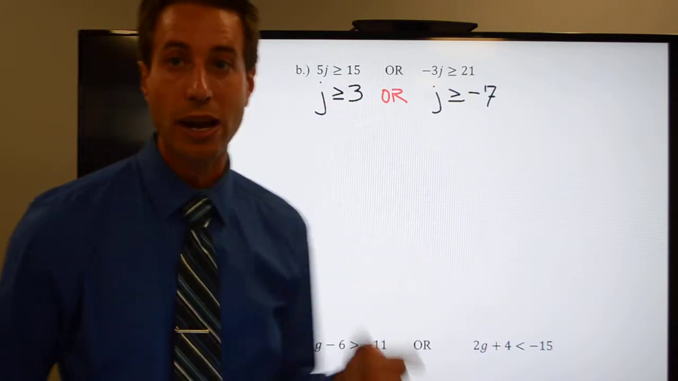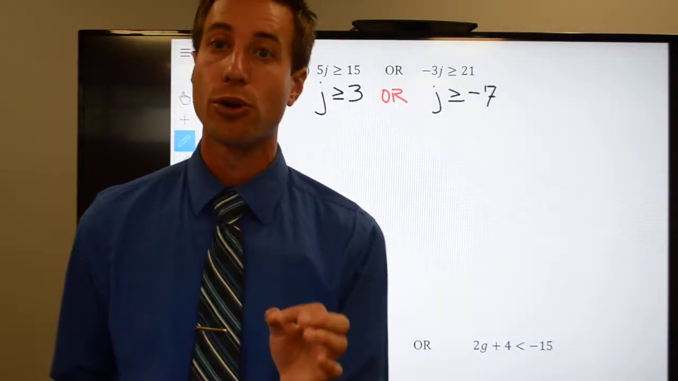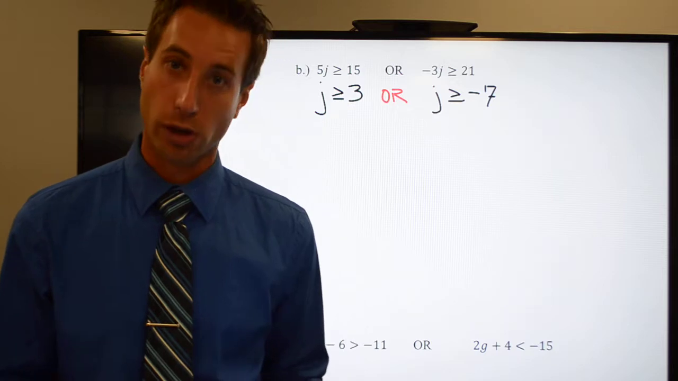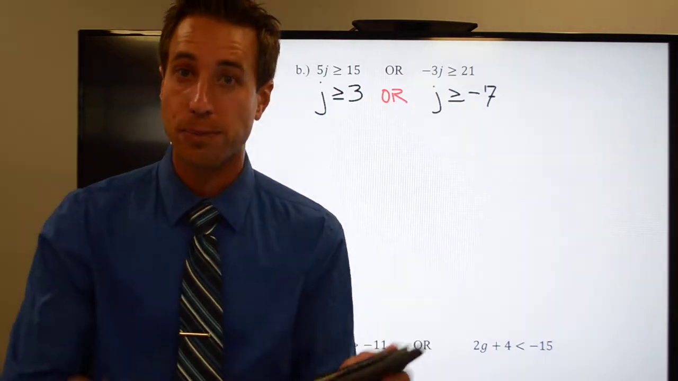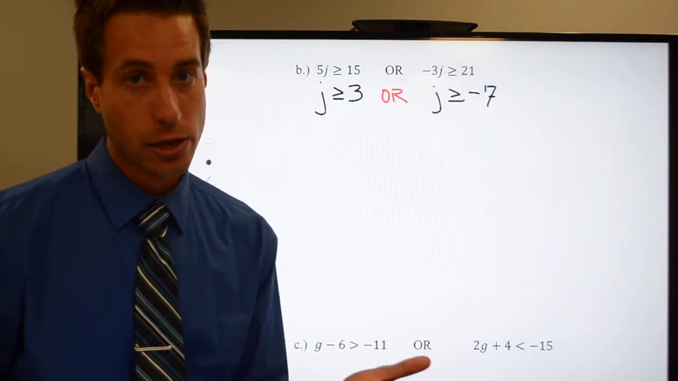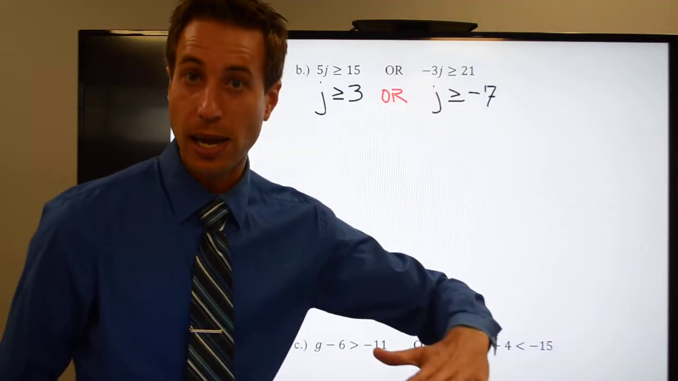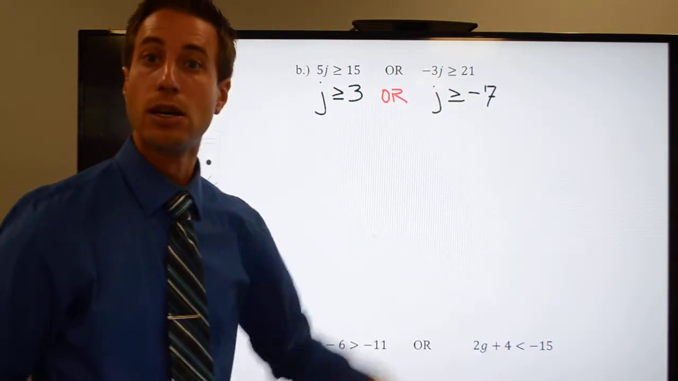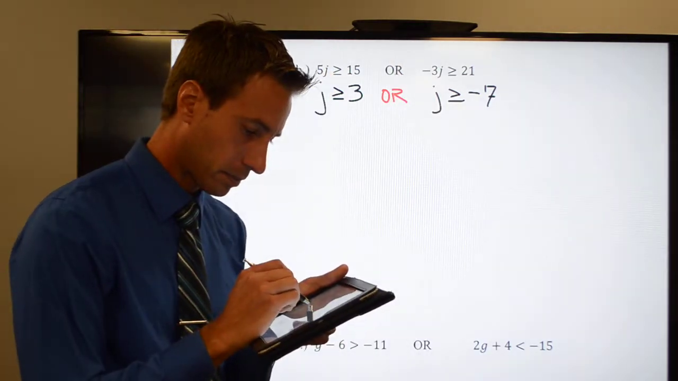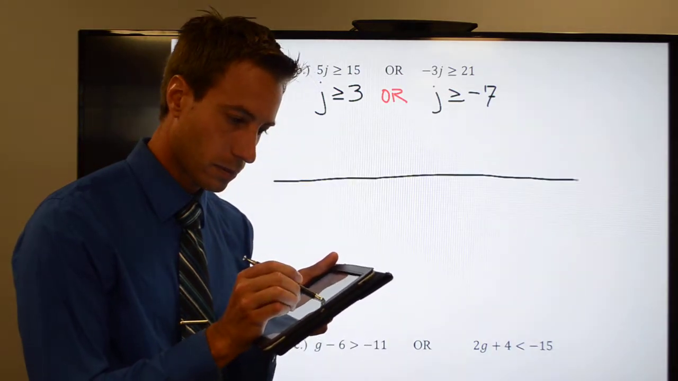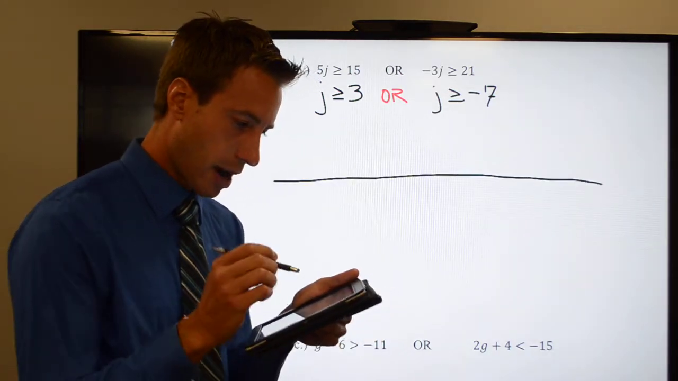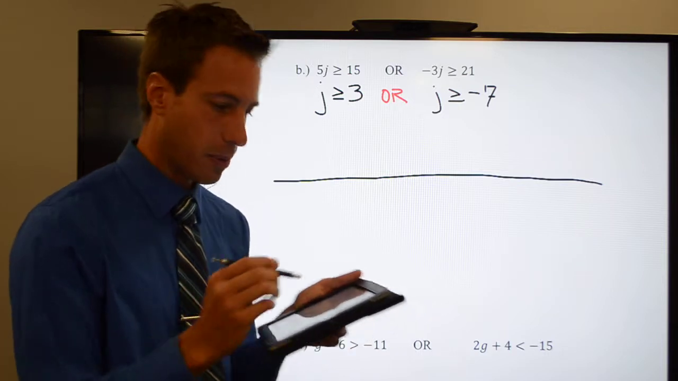Now, I need to go ahead and graph these. Remember, I cannot write OR inequalities in set builder notation. It just doesn't work. AND inequalities, absolutely. OR inequalities, no good for set builder notation. So we skip that one. Here's my inequalities. Let's graph them.